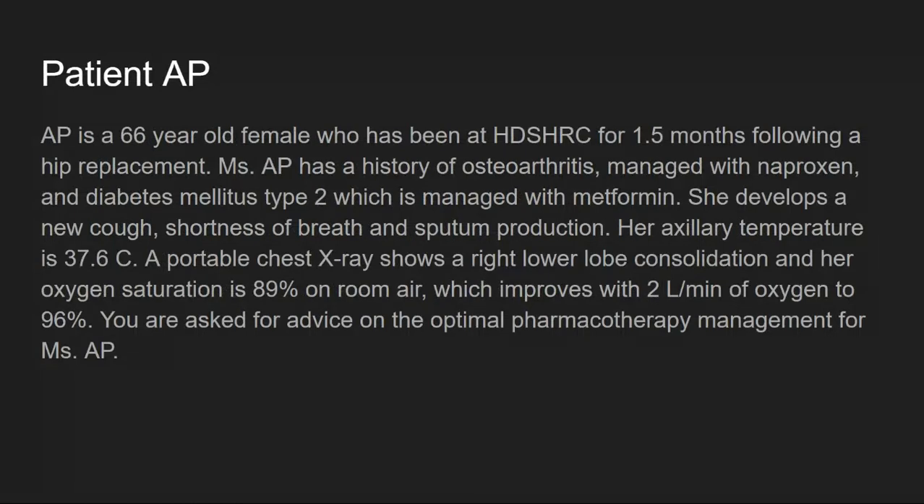First, we'll start off with a couple of patient cases. Miss AP is a 66-year-old female who's been at the hospital for a month and a half following a hip replacement. She has a history of osteoarthritis and type 2 diabetes. She develops a new cough, shortness of breath, and sputum production. Her axillary temperature is 37.6, and a portable chest x-ray shows that she has a right lower lobe consolidation, and her oxygen saturation has dropped to 89% on room air. So you're asked for advice on the optimal pharmacotherapy for Miss AP.